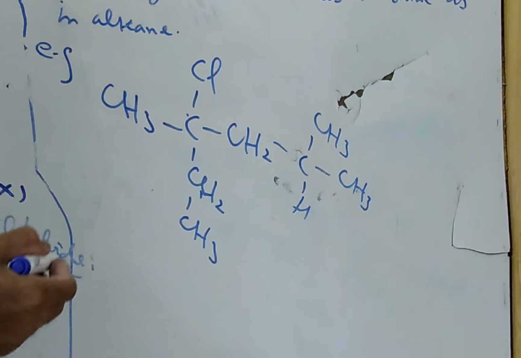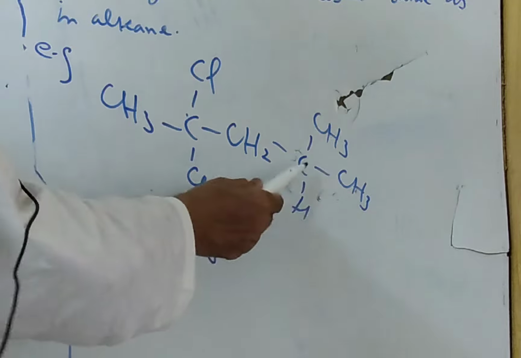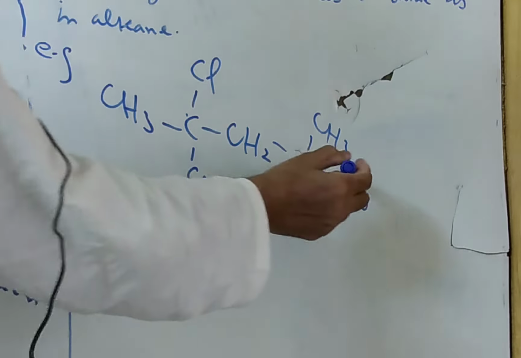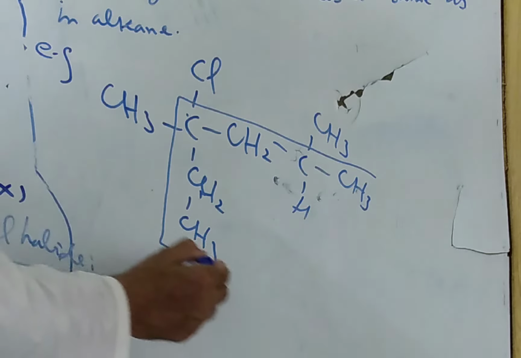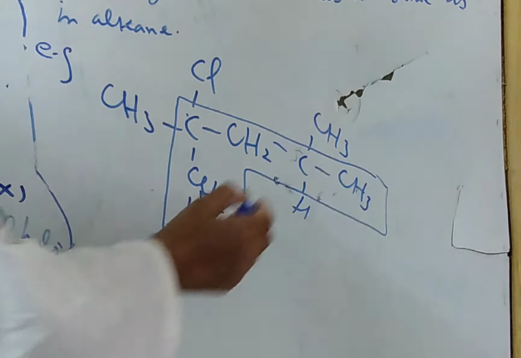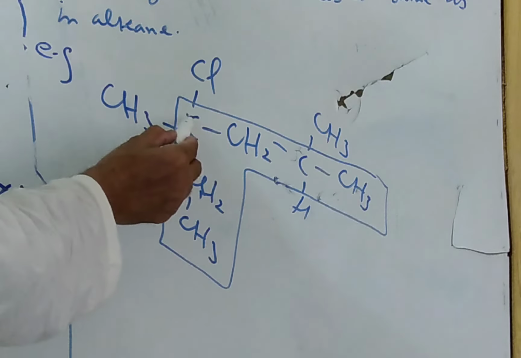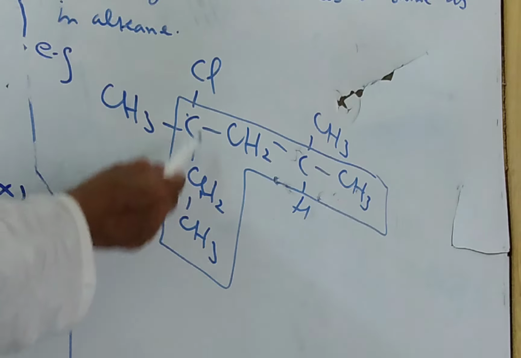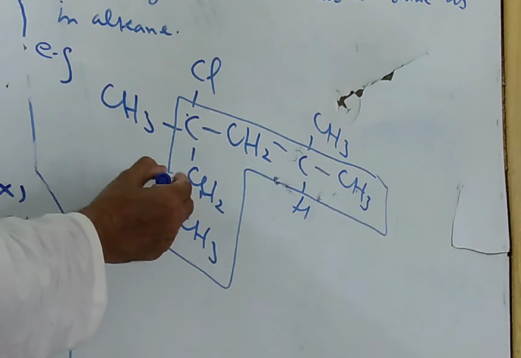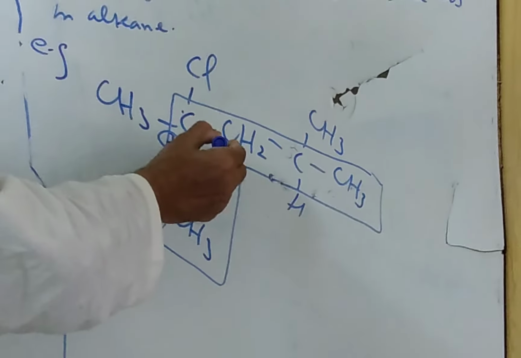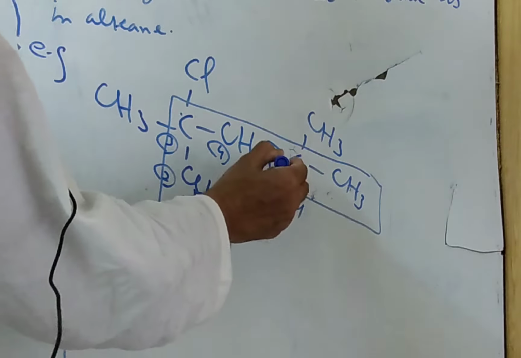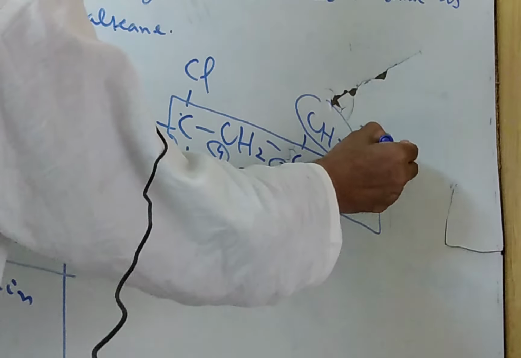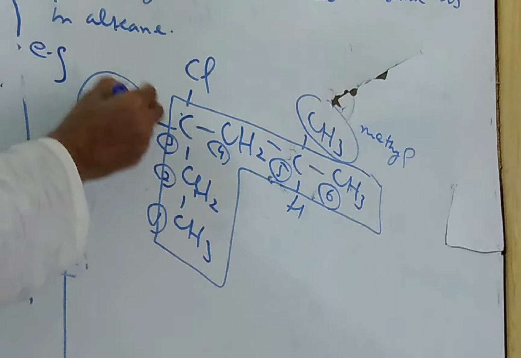this is the compound. Now select the longest chain. 1, 2, 3, 4, 5. 1, 2, 3, 4, 5, 6. So 6 is the longest chain. Now 1, 2, 3, 4: Cl comes at the 4th position. But from this side, 1, 2, 3. So starting from this side, 1, 2, 3, 4, 5, and 6. You know, this is the methyl. Again, this is the methyl.